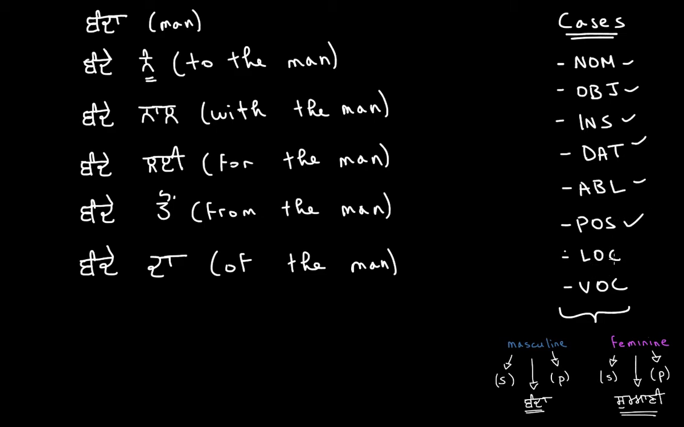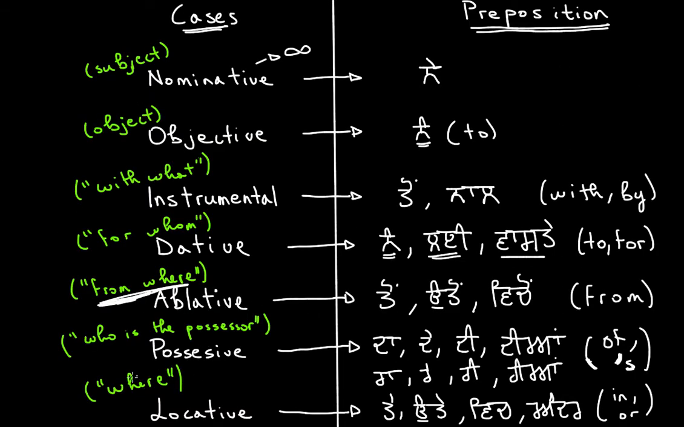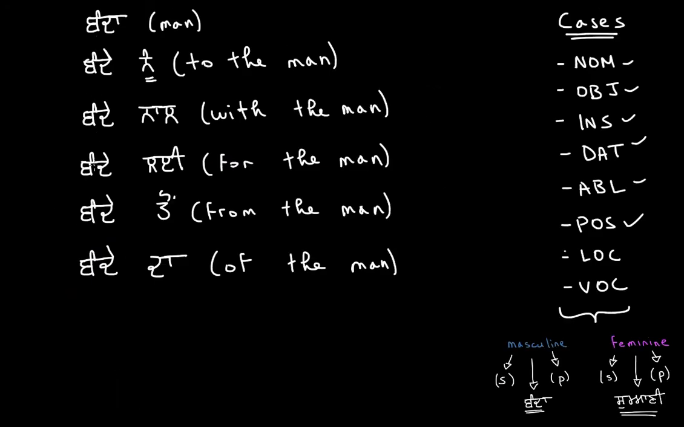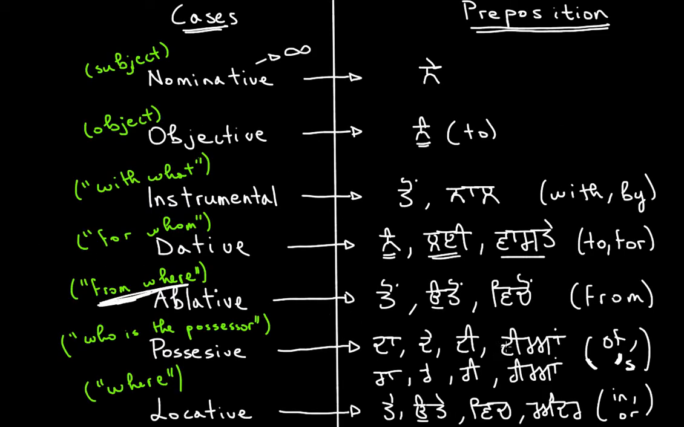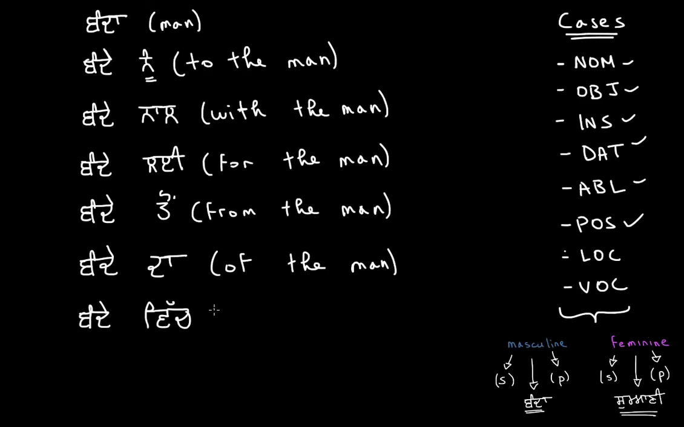Then we have the locative case, which is bande vich, which, recall right over here, came from where is it? So if you want to say it's inside the man, then you would say bande vich. If you want to say, where is the ego? Well, you say it's bande vich. And I just realized I forgot a dot somewhere here. Right over there. There we go. So that's corrected now. Bande vich, so this would mean in the man.